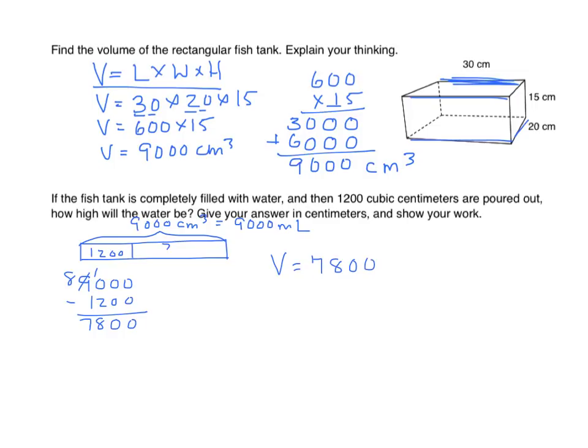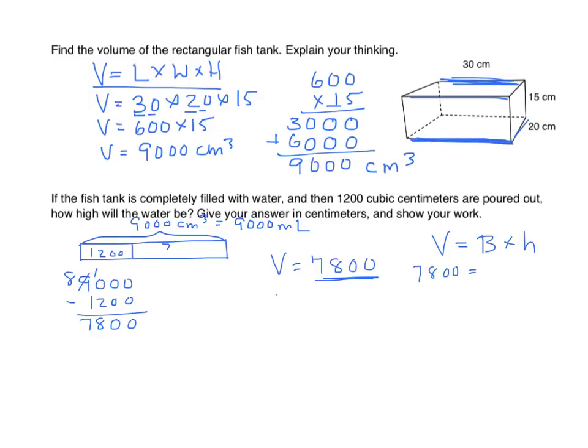Right now. Okay, I want to know how high that's going to be. So in order to know how high that's going to be, the easiest thing to do here is use this formula. Volume equals base times height. We know that the volume is going to be 7,800. We don't know the base yet, but we can figure that out. We have enough information. A lot of people get confused because they don't see this portion of the base labeled.